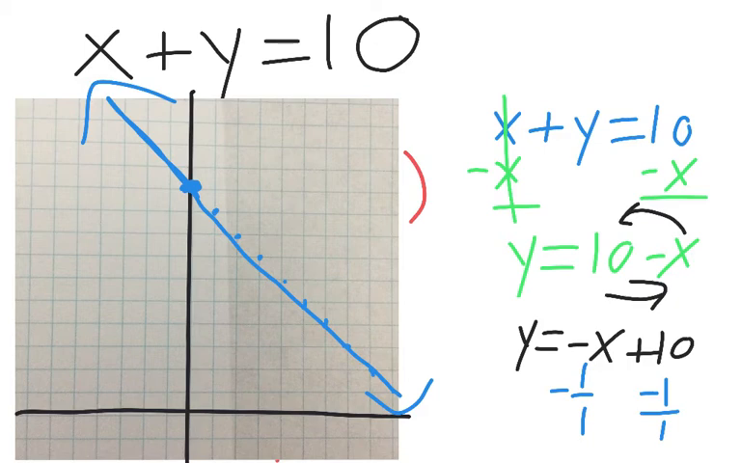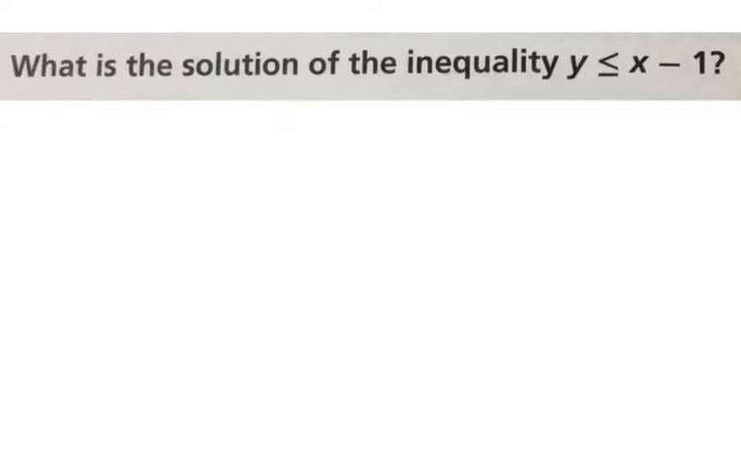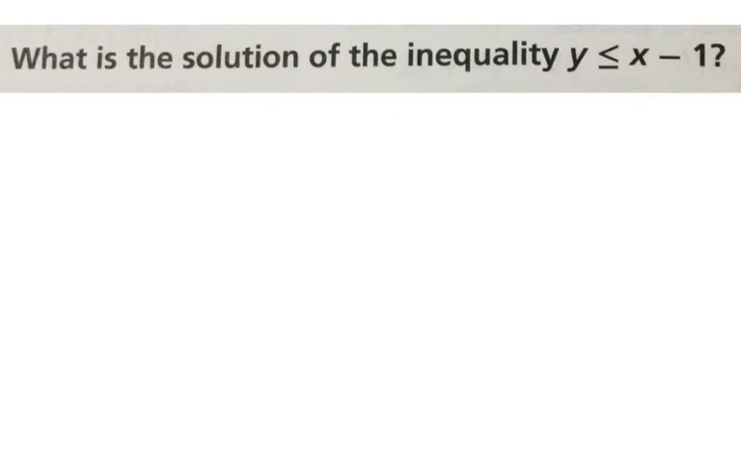Now what we're going to do is take inequalities and lines and put them together. So here's an example. What is the solution of the inequality y is less than or equal to x minus 1? Notice how this inequality has two variables, an x and a y. So it's like a line. But it has an inequality symbol, so we've got to shade the things that are our answer, like we do with an inequality.